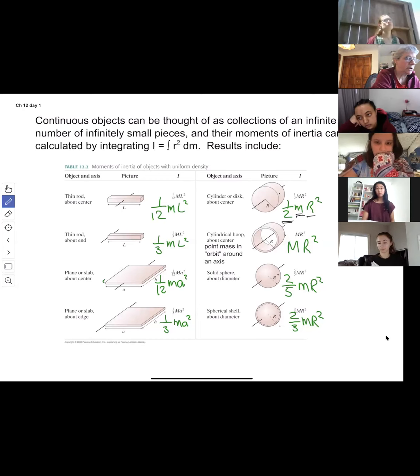So a cylindrical hoop is cool because all the mass is at the same large distance away, so it makes sense that that's m r squared. And I wrote here a point mass that is in orbit around some axis has that same form, just total mass times r squared. And a solid sphere, well, it's 2/5 m r squared.